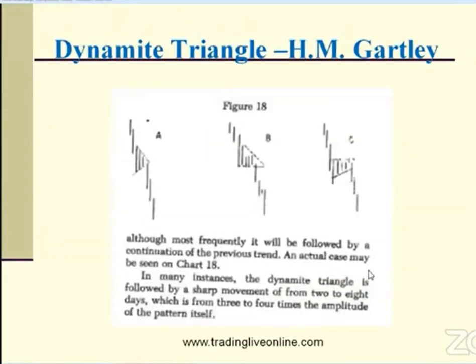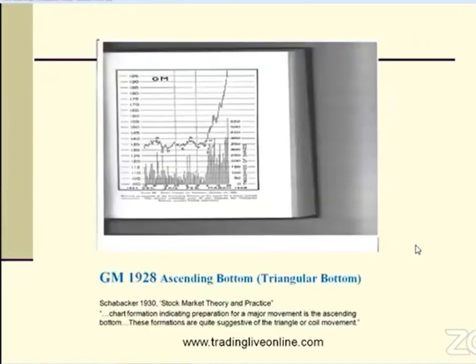So here's a dynamite triangle. This is right out of Gartley's book. I copied it out of that book, figure 18. And it shows you the small little triangles. These can be hard to see on charts, so you really have to study this. But they are called dynamite because it says it's followed by a sharp movement from 2 to 8 days, which is from 3 to 4 times the amplitude of the pattern itself. So this is a pattern that is worth studying. And this is part of a consolidation of a trending move that's underway, a strong trend.